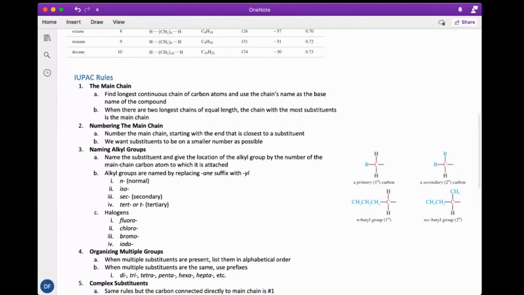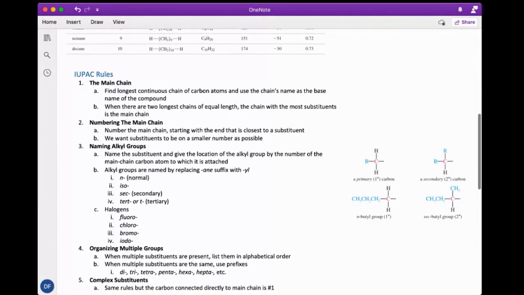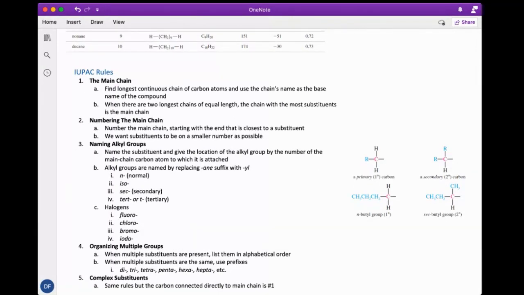So number 2, number the main chain, and when you do that, make sure the end that's closest to a substituent has the smallest number. For example, let's say you have this. You want to say that this is 1, 2, 3, 4, and 5, and not the other way around.